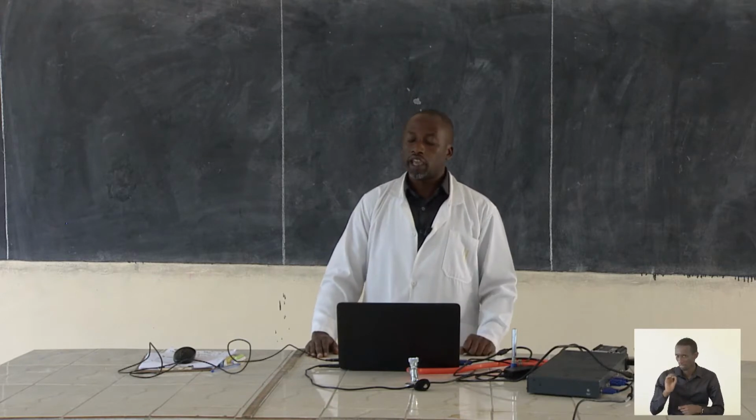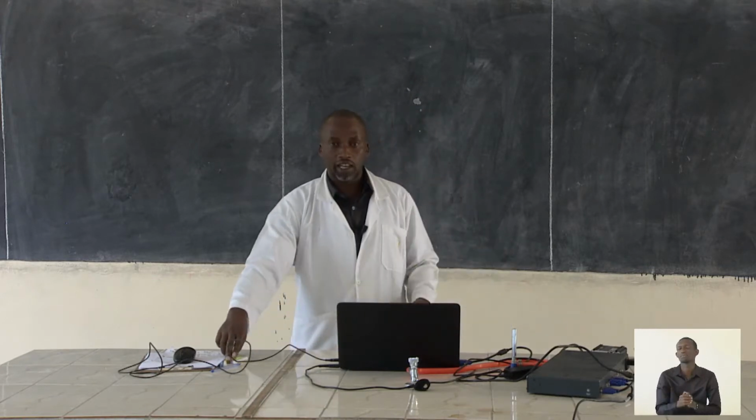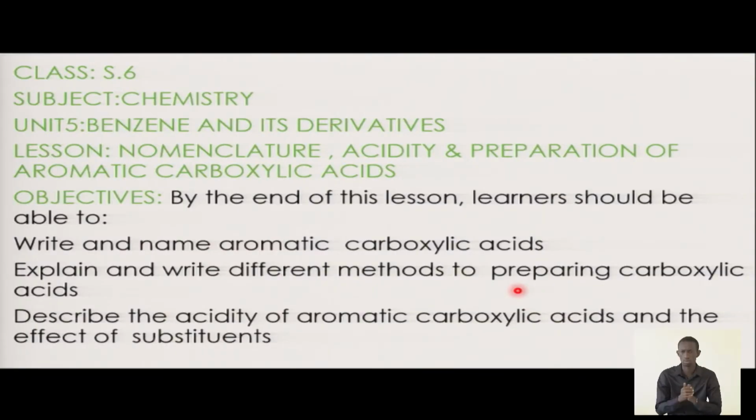Our lesson today will be talking about the nomenclature, the acidity, and the preparation of the aromatic carboxylic acids. Nomenclature, acidity, and preparation methods of carboxylic acids. When we're talking about the carboxylic acids, please, we are referring to the aromatic ones, the ones that contain the benzene ring. What are we expected to do? I hope you are ready, you are with me.